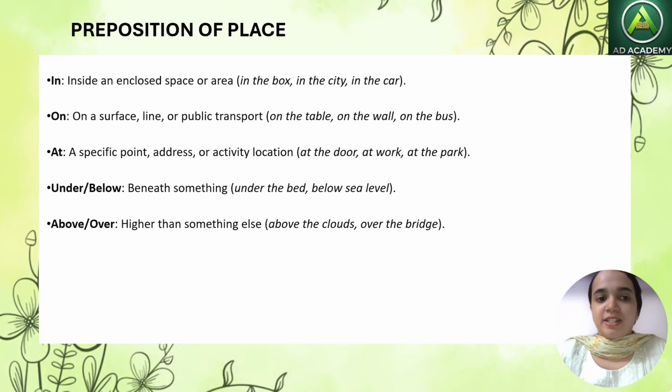Next one is on: a surface, a line, or public transport, like on the table, on the wall, on the bus. Again, at: specific. We'll be studying an inverted pyramid at the end of the slides so that you will be able to distinguish in or at, as we can use these prepositions for place, time and location, for denoting a time period also.